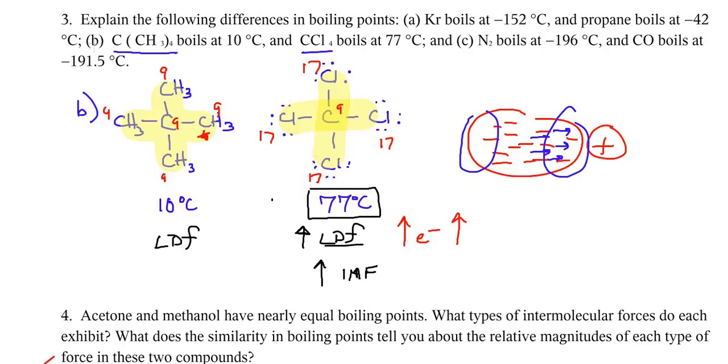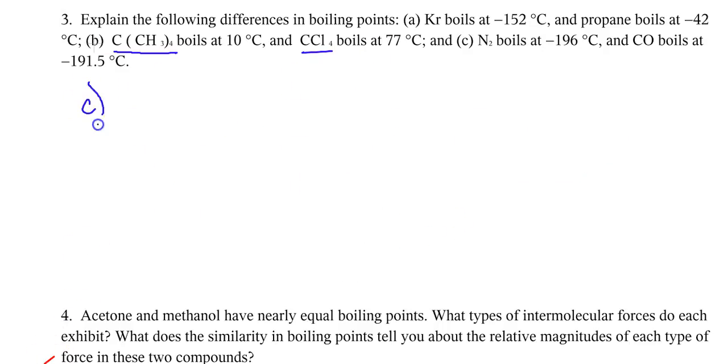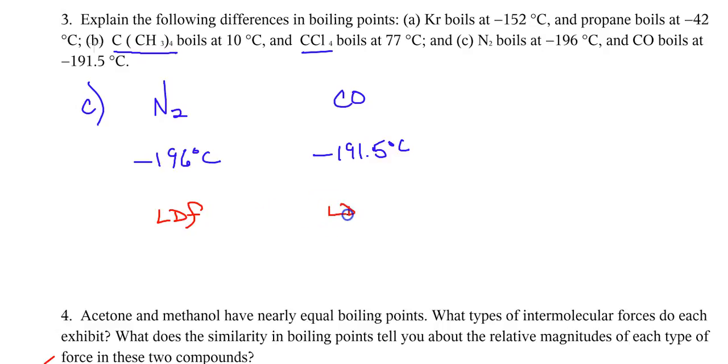All right, so let's go on to C. Letter C, N2 boils at negative 196, liquid nitrogen, yes. And carbon monoxide boils at negative 191.5 degrees Celsius. So what's going on here? Well, let's ask the questions. What type of intermolecular forces do they have? They both must have, no matter what, LDFs. They have clouds of electrons. This has no polarity, no H bonding. This is polar, so this has dipolar forces.